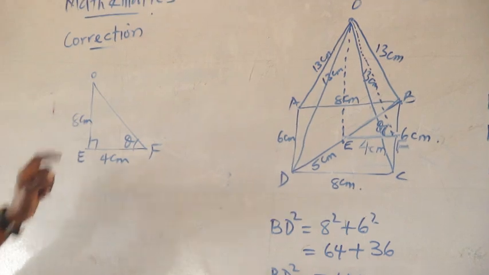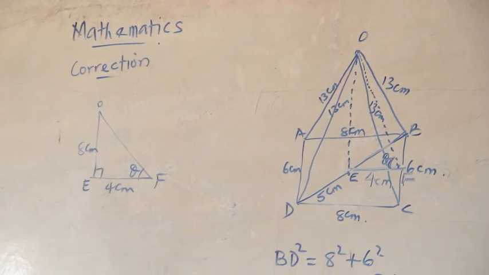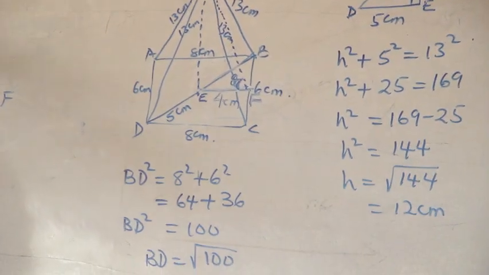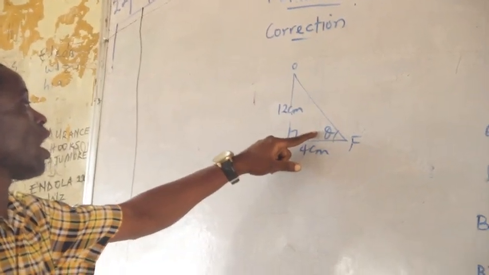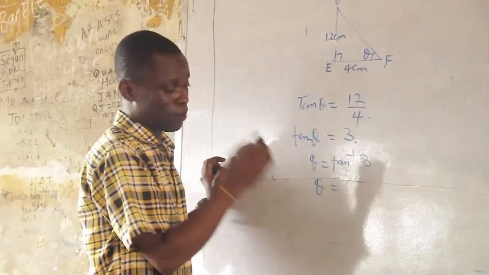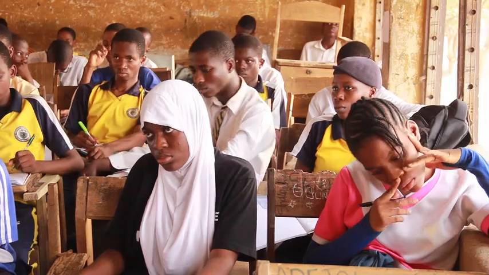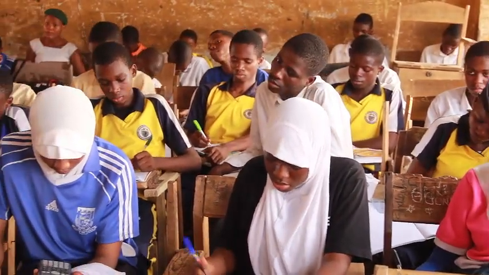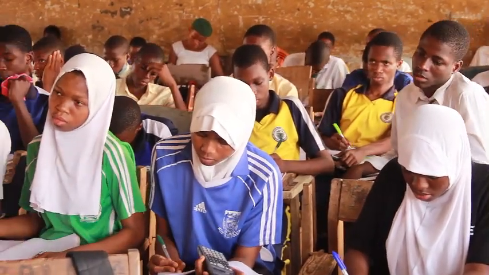Which one is height? Okay, height is 12 centimeter. So if height is 12 centimeter, now to find this angle, it is opposite over adjacent. Value from the calculator: 71.57. 71.6 to 1 decimal place. So that is how to do justice to that assignment given to you.